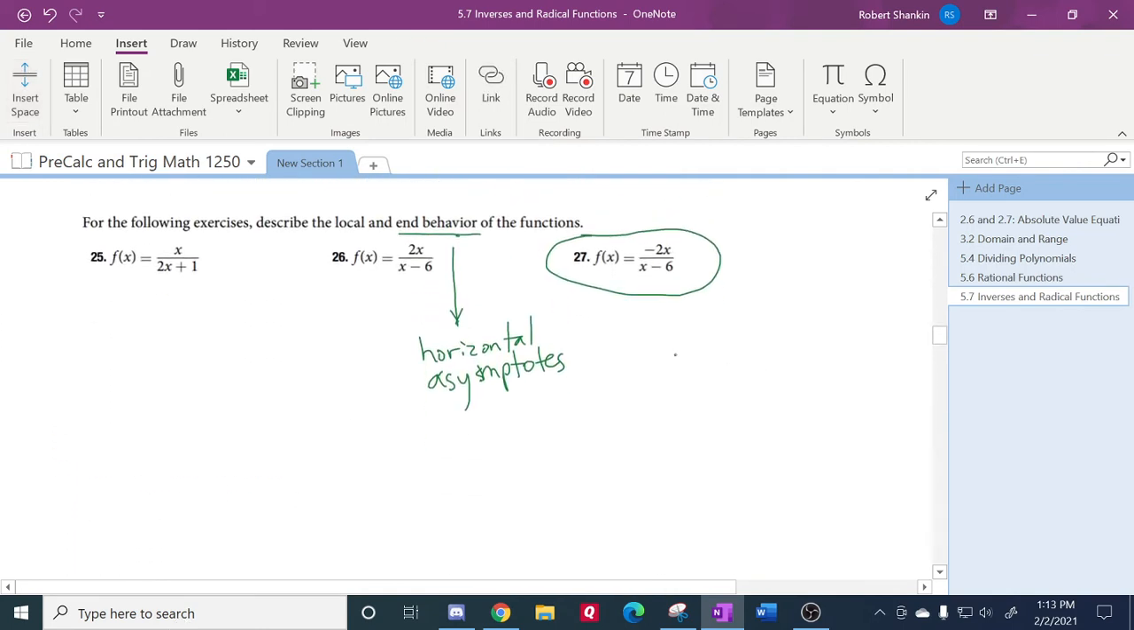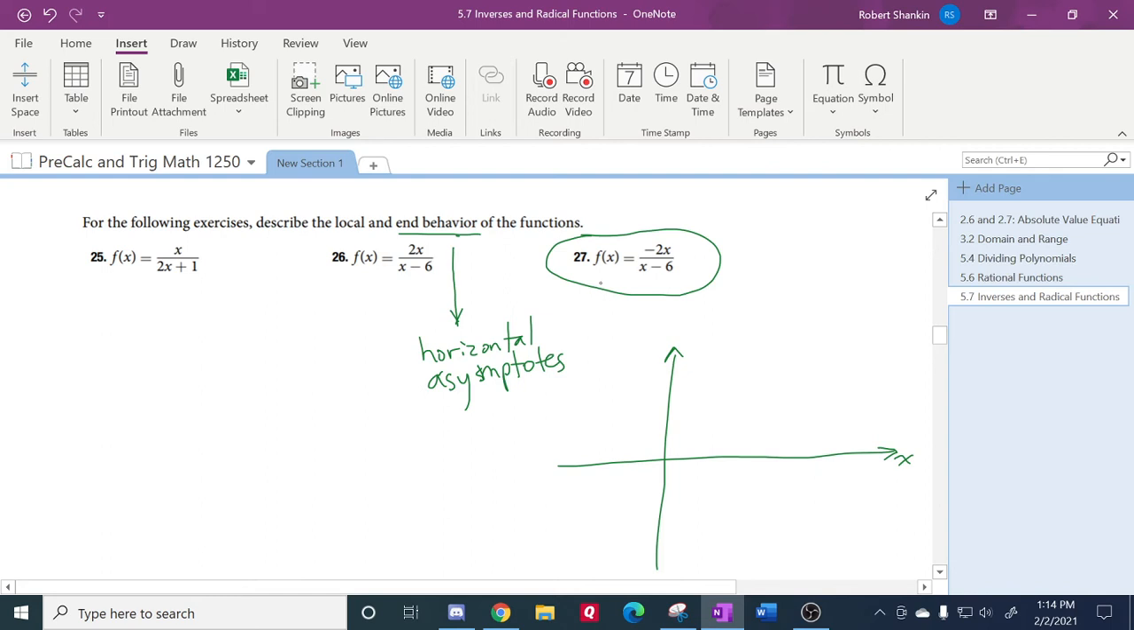way at the end of the function, way over here on the x-axis. Does eventually this go up forever? Or does it come down to the x-axis? Or does it have a ceiling that it never gets through? All that stuff, end behavior is all about horizontal asymptotes.